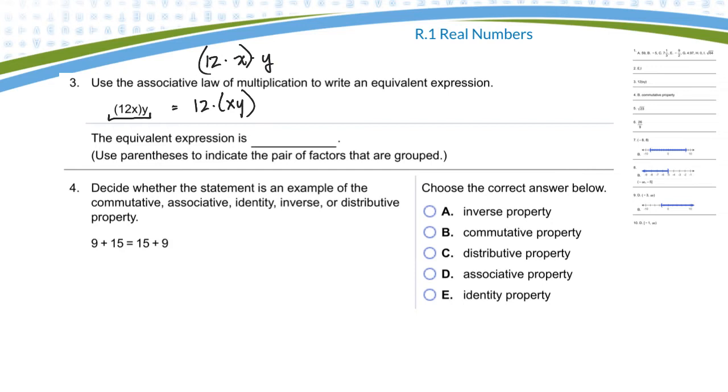Okay, next question. Decide whether a statement is an example of commutative, associative, identity. Okay, here they're just swapping places, right? So if they're swapping places, that's the commutative law. I guess if you think about it, commuting somewhere and going from one place to another place or back, I don't know if that helps you remember, that's the commutative law.